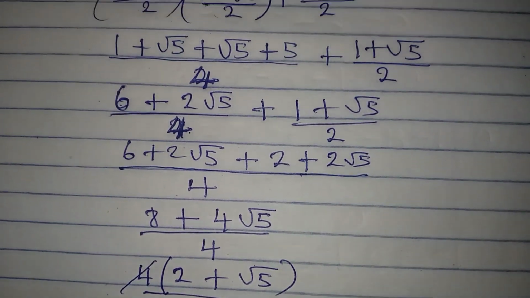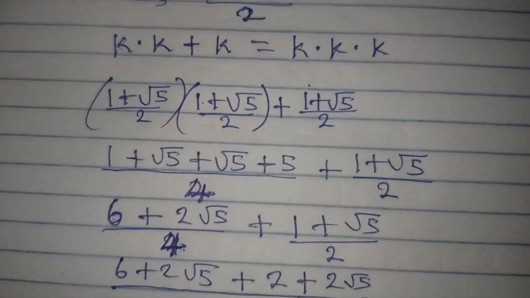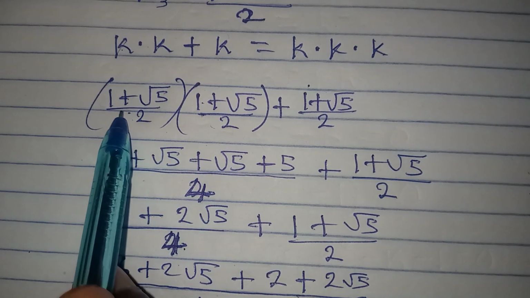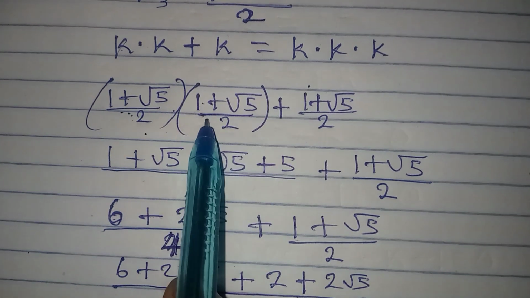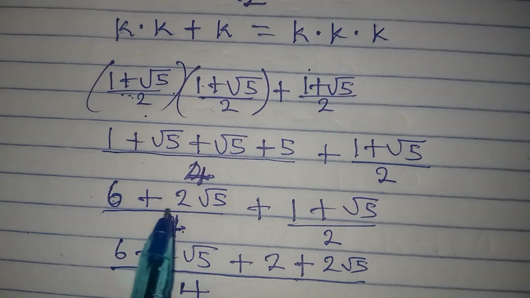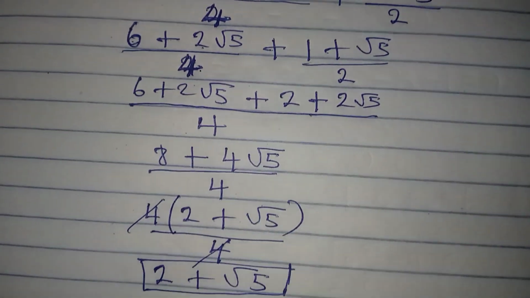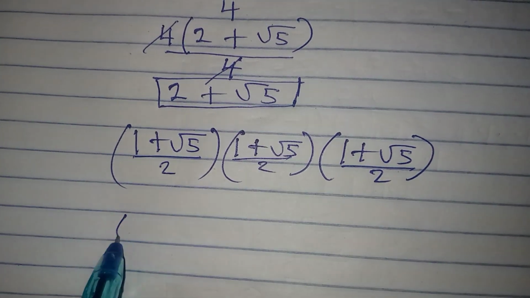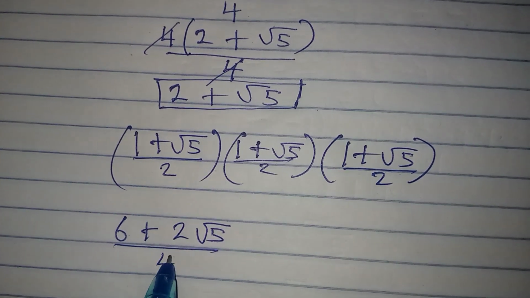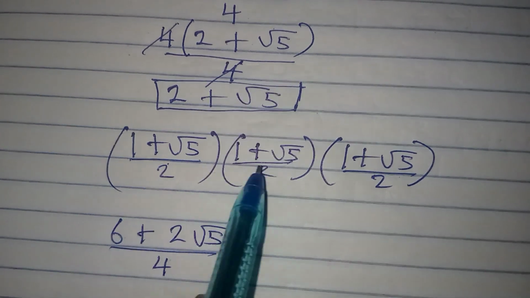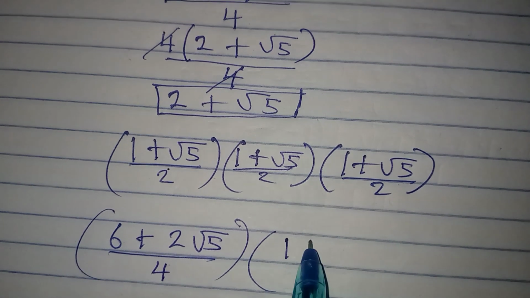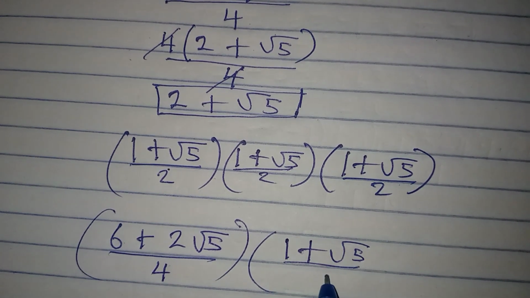And by the way, our work is going to be easier for us because at some point we multiplied the 2 terms together. Okay, when we multiplied 1 plus square root of 5 over 2 times 1 plus square root of 5 over 2, what did we get? We got 6 plus 2 root 5 over 4. So I'm going to have 6 plus 2 root 5 over 4. So this is what you will get if you multiply these 2 terms together. Then we are going to multiply the whole of this by 1 plus square root of 5 over 2 again.